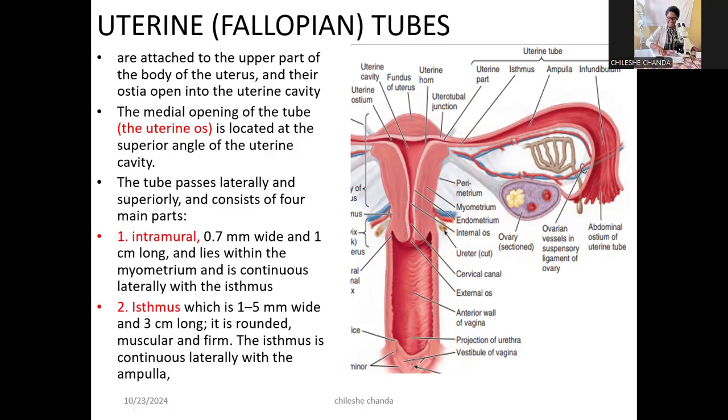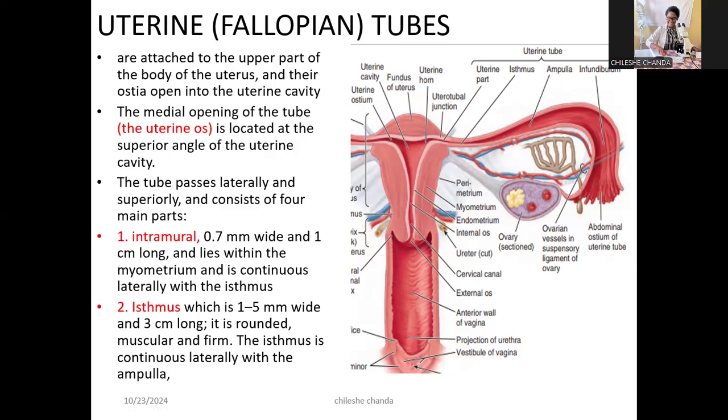The tube passes laterally and superiorly and consists of four main parts. First of all, the intramural part, and then we have the isthmus, then the ampulla, and then the infundibulum. These are the four main parts of the uterine tube. So the intramural part is just about 0.7 millimeters wide.